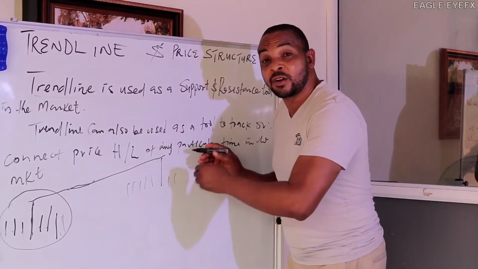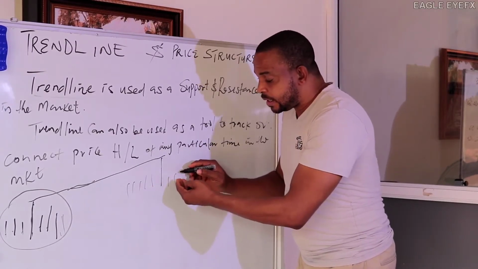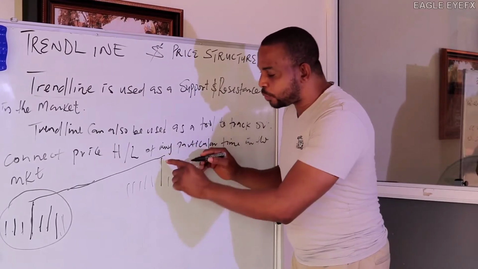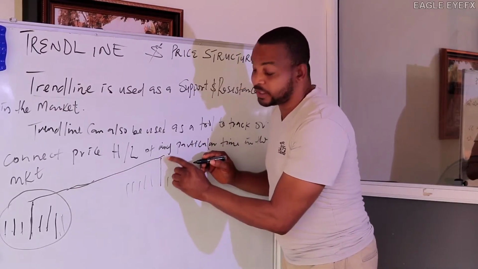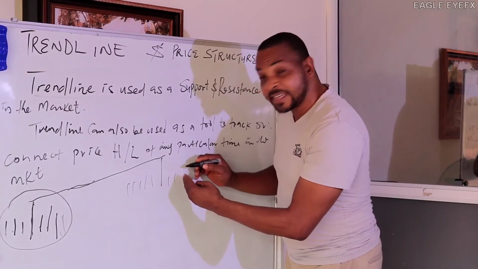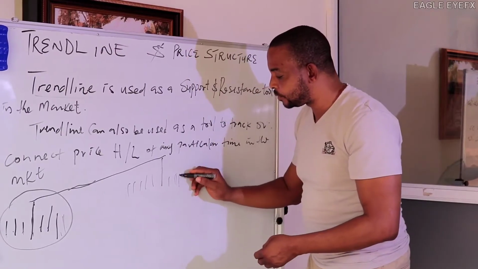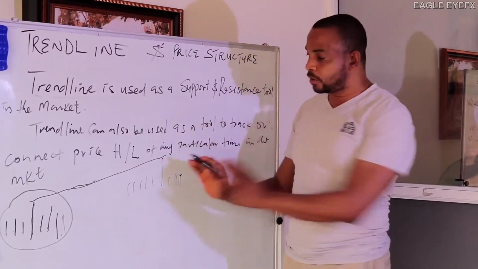Let me tell you, before you connect it to the highest one, don't connect it to a candle that is still under formation. Make sure that all these candles, before they can be valid for you to place your trend line on the highest one, every other candle that is beside it, whether 2 or 3, must be a closed candle. Must be closed. Closed candle.